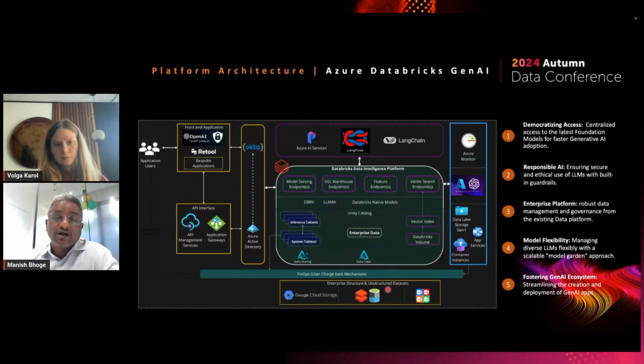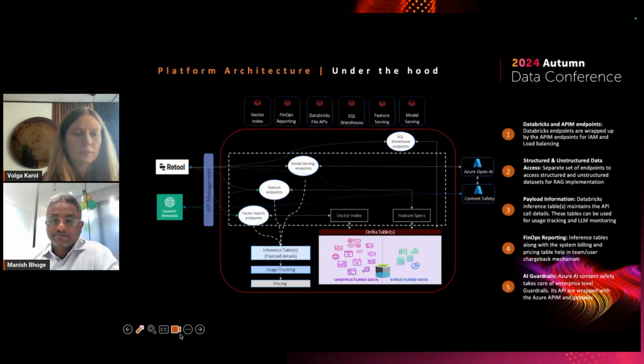Now, if the data is sitting outside Databricks, let's suppose in Google Cloud storage or somewhere else, as a part of the platform, through Databricks, we give the data sharing capability through which the application team and the product team can access the data even if it is stored outside Databricks. So this covers the whole platform capability in terms of building their own applications and their own workflow. Yeah, Volga, we can move to the next slide.